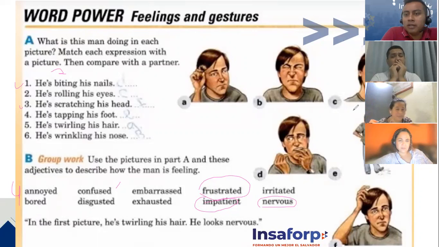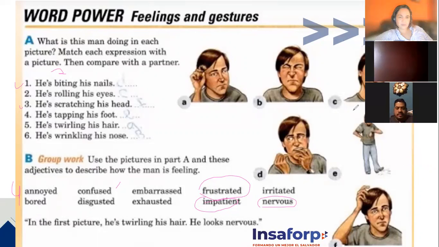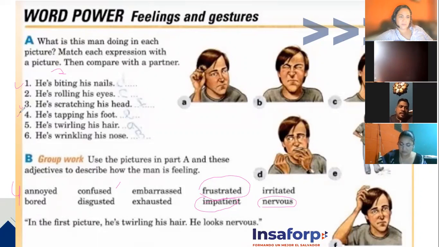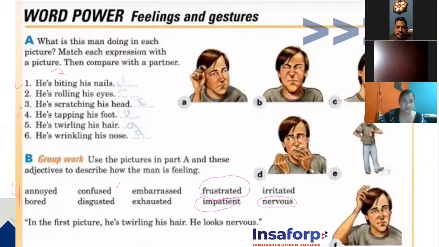Let's go over this one. Let me ask one other person. Maybe Alex, would you like to try with number 4? Okay. He's tapping his foot. It's letter E. Okay. Tapping, like when you're tapping. It says letter E, okay. And do you tap your foot? It's letter E, yes.